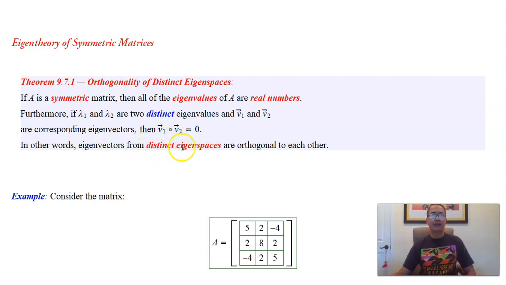So eigenvectors from distinct eigenspaces are orthogonal to each other. And again, this does not happen in general. The first sentence is very difficult to prove. And it is actually the reason why I wrote chapter 10. It takes an entire chapter to prove this single sentence.